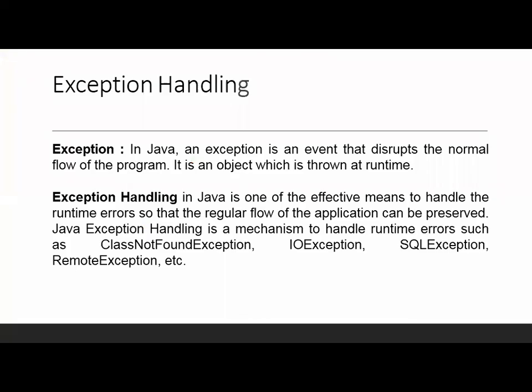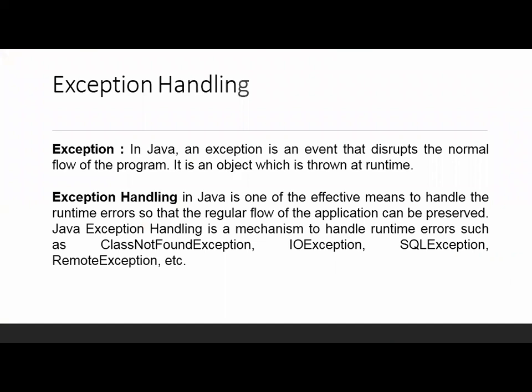What is meant by exception? An exception is a problem that arises during the execution of a program. When an exception occurs, the normal flow of the program is disturbed and the program terminates abnormally, which is not recommended. Therefore, these exceptions are to be handled.